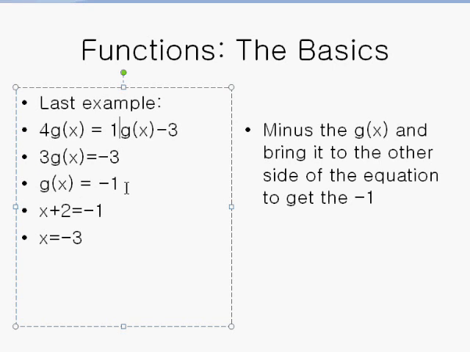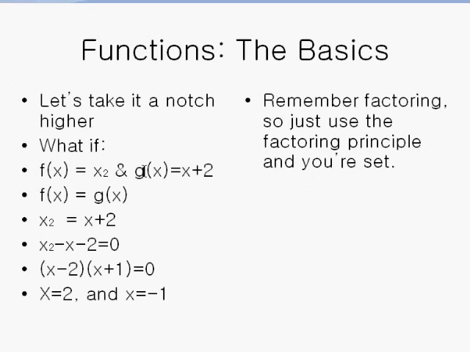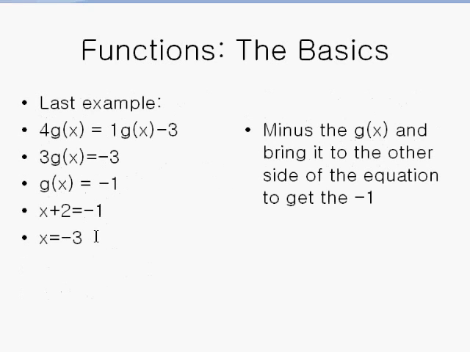Now, you're going to say, June, how did you get x plus 2 equals negative 1? Well, let's look back up here. g of x equals x plus 2, right? So x plus 2 equals negative 1. You subtract the 2, you get x equals minus 3.